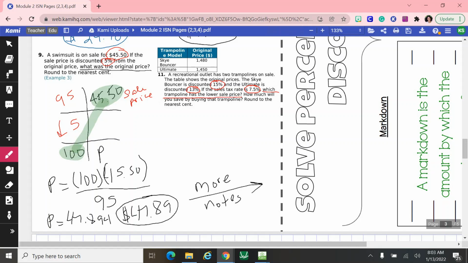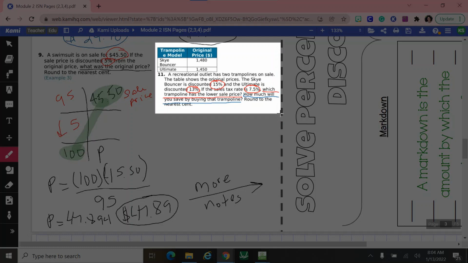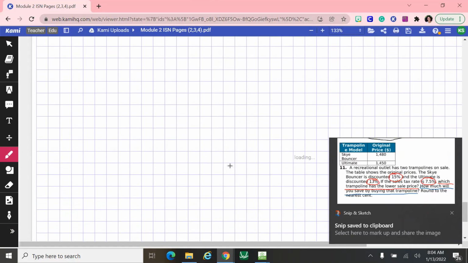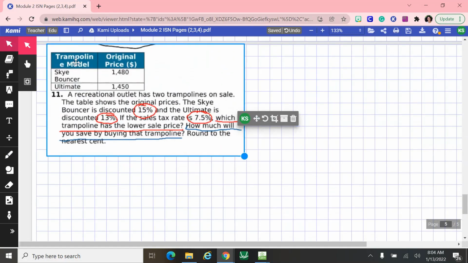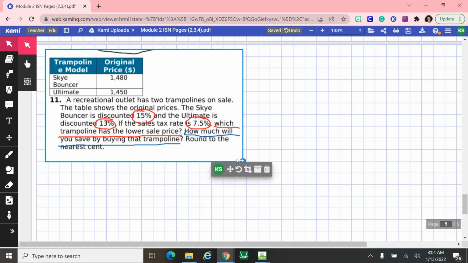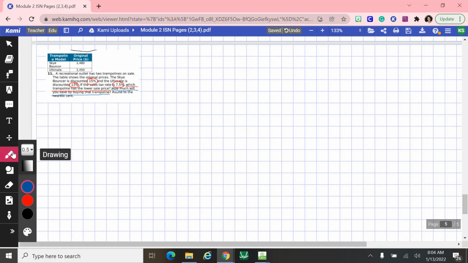That's your first question. And the second question is, how much will you save by buying that lower sale price trampoline? And as always, we're going to round to the nearest cent. So let me go ahead and get this information and put it down here so that we can have it right with us. Now, you aren't going to need to rewrite this information over and over again. I just did it so that I had it all in front of me on the inside because I've now opened the window of my ISN.